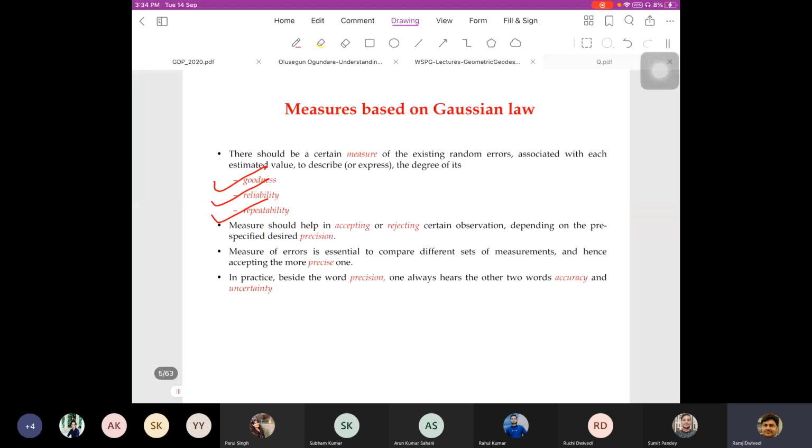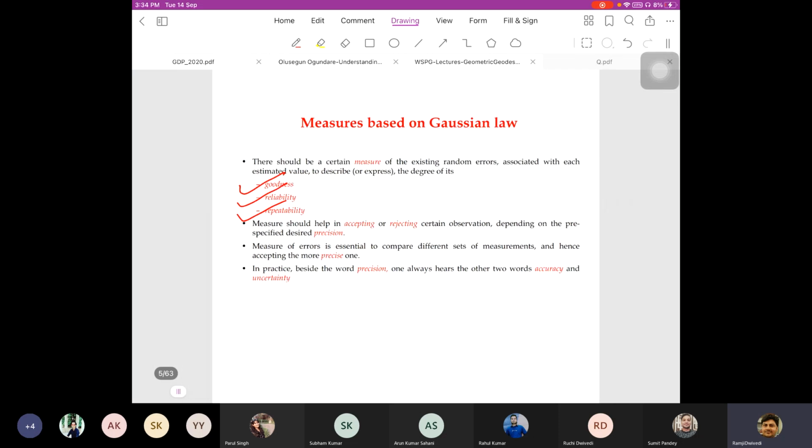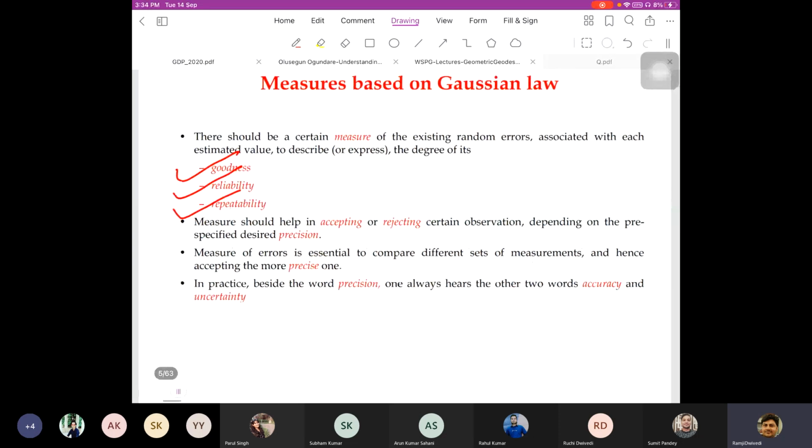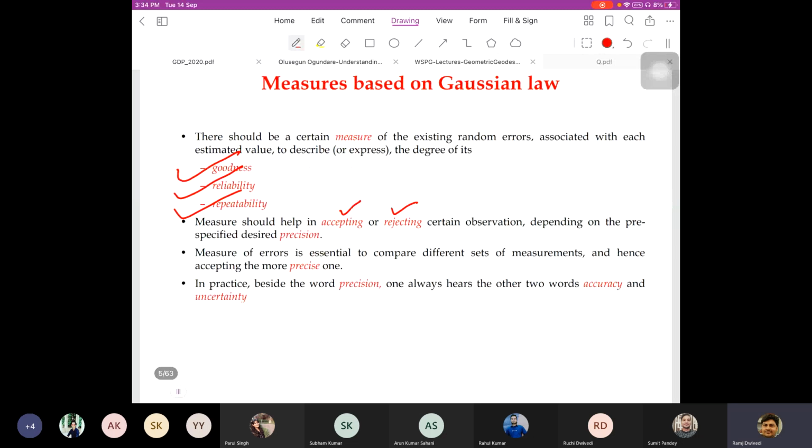So the measure should be for accepting or rejecting certain observations. Very important that here you need to see whether your observations are going to be accepted or rejected, and generally we follow a certain threshold to reject the observation, and we will see that part also. Measure of errors is essentially a different set of measurements and hence accepting the more precise one, isn't it?